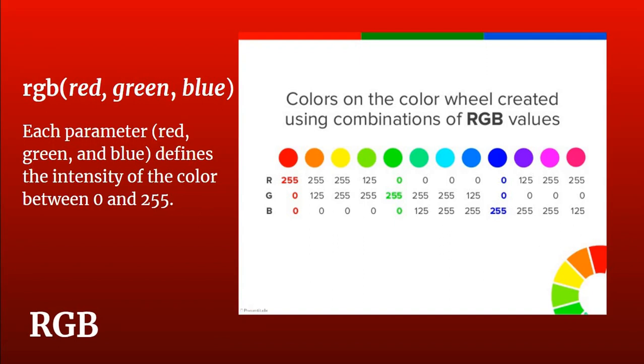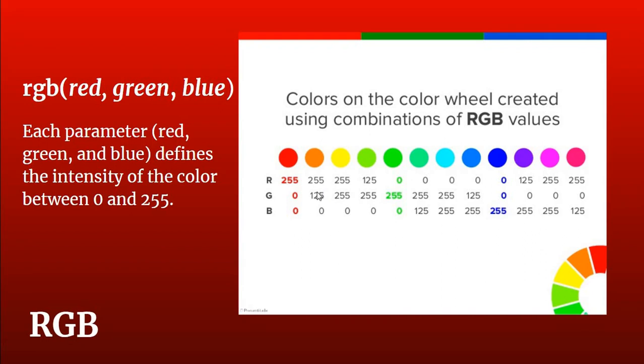Each parameter defines the intensity of the color between 0 to 255. Now there is a range from 0 to 255, right? It defines the intensity of this color. As you can see in an image, colors on the color wheel are created using a combination of RGB values. To get red color we have to give a value of 255. If you want only red, the other two values must be 0, right?